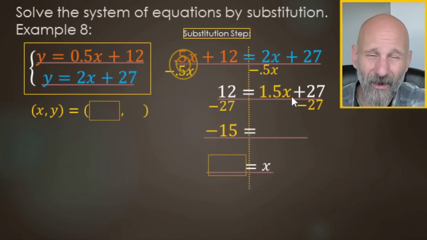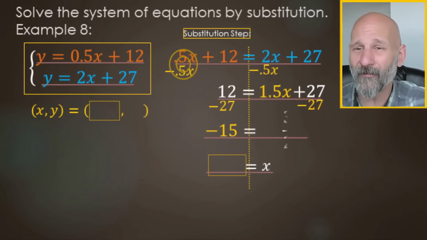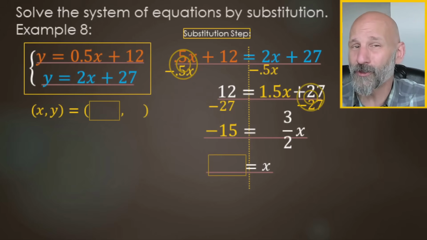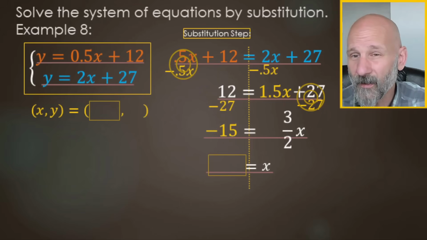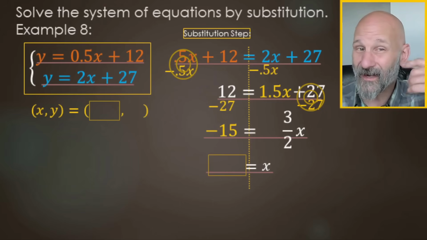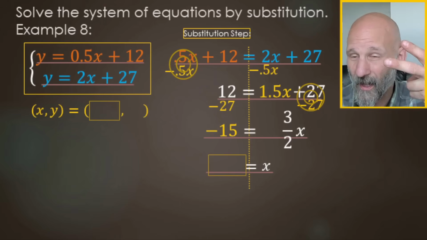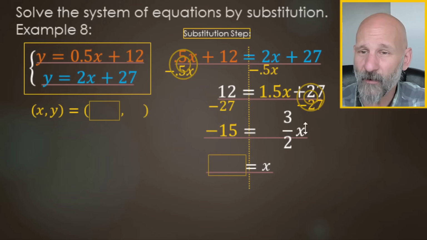Now in this case, the way I'm going to do it is I'm going to change this to an improper fraction. So 1.5 is the same thing as 3 over 2x. If you wanted to leave it in decimals, you totally could. Then you'd end up doing 15 divided by 1.5, probably using a calculator. Sometimes if you change it to an improper fraction, it's actually faster because you don't have to pull out a calculator. I'll show you that here in case you forgot the little trick.